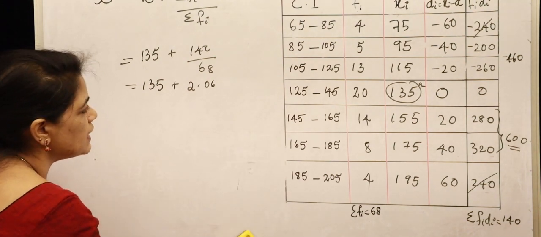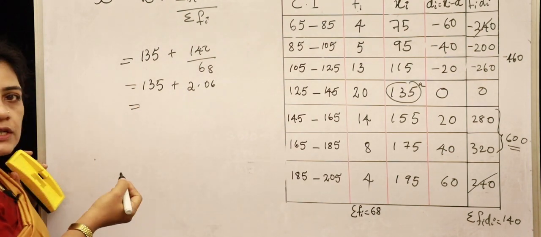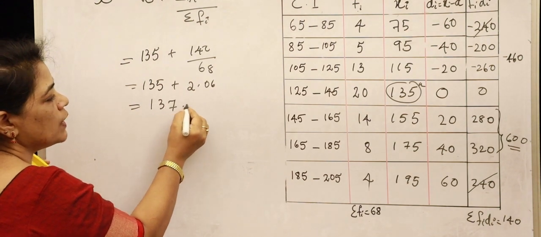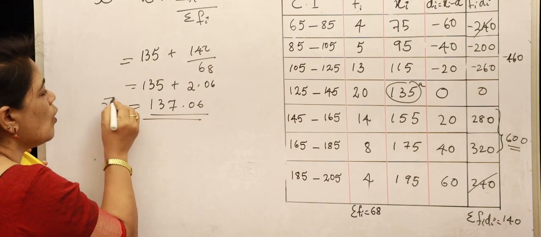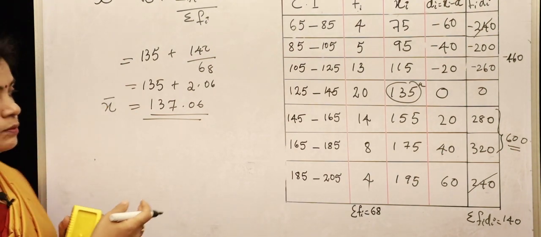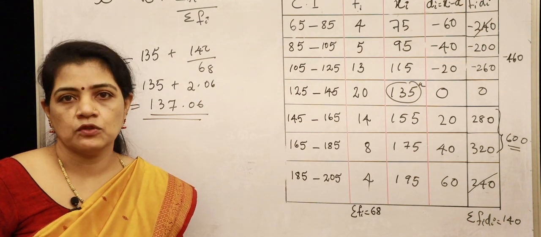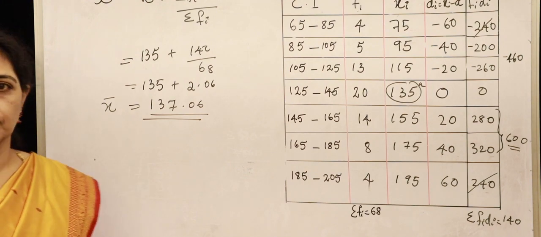And the final step, it will be 135 plus 2.06, that is 137.06. This is the arithmetic mean of these consumers, that is monthly consumption of 68 consumers. The average is 137.06.